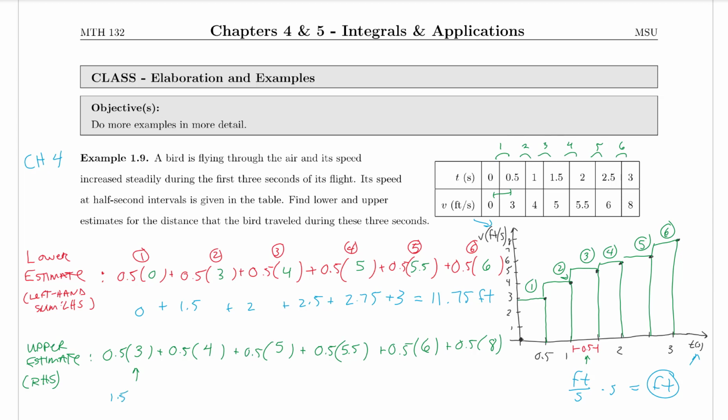Now let's do a little bit of simplification. We get 1.5 plus 2 plus 2.5 plus 2.75 plus 3 plus 4, and that is equal to 15.75 feet. And so our lower sum is 11.75 feet, and our upper sum is 15.75 feet. And those are the lower and upper estimates for this particular problem. So I'll give you a few seconds to write that down, and then we'll go on to the next example.